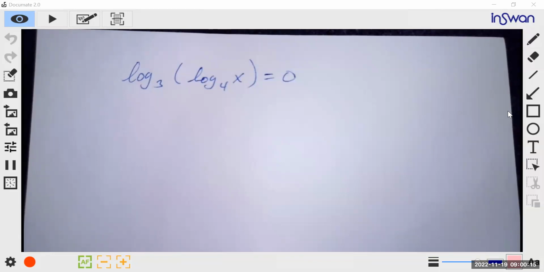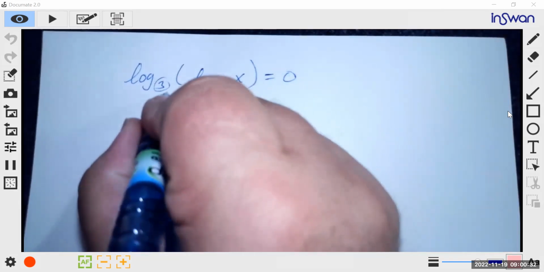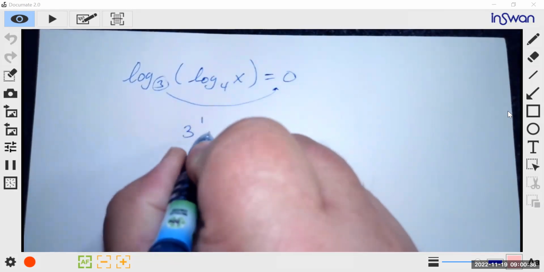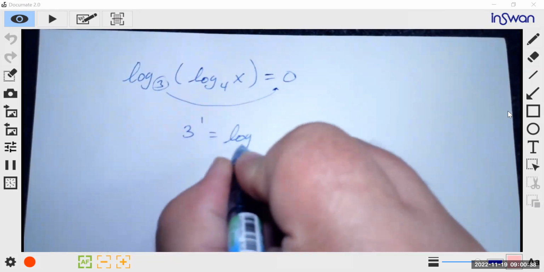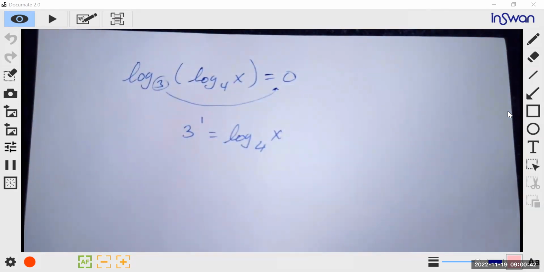We haven't seen one of these before. A log base 3 times a log base 4 of x. Do we multiply those? Do we exponent? No. Treat them both separately. Here's a log. It equals something. So take the base, 3 to the power 0 is equal to log base 4 of x.